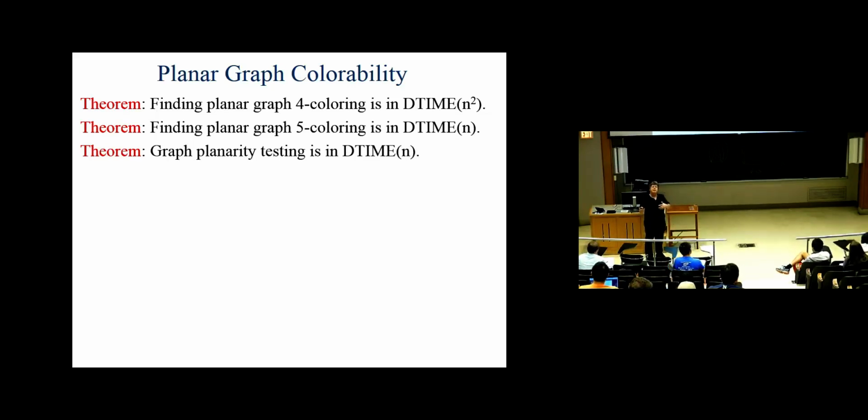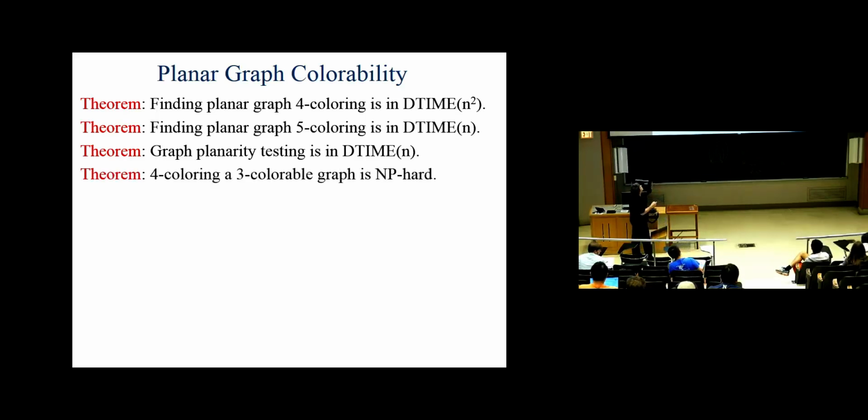If I give you an arbitrary graph, ask you is it planar or not, you can do that in linear time, it turns out. That's not an easy algorithm at all, but it can happen in linear time. It's a famous result from the 1970s by, I think, Lipton and Tarjan, or two very famous award-winning theorists. 4 coloring in a 3 colorable graph is still NP-complete.